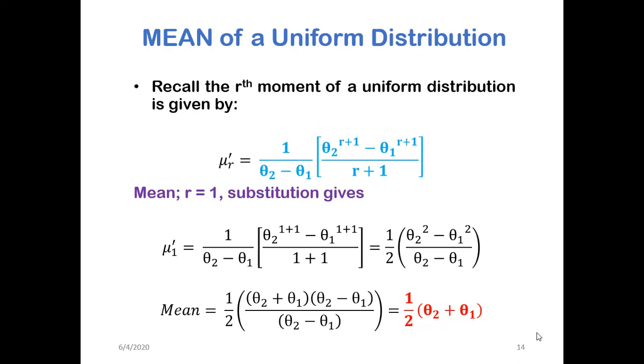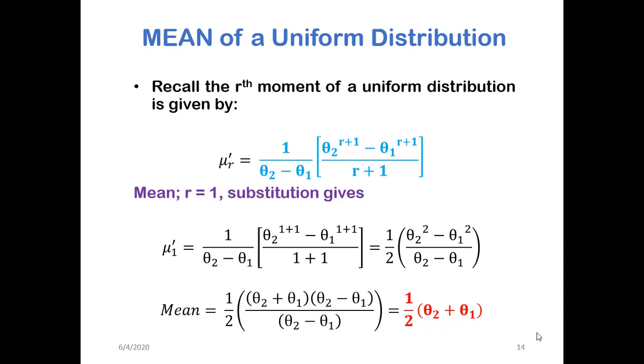So wherever there is r, we substitute 1, because we are trying to find the first moment to get the mean. So our equation now changes to 1 over θ2 minus θ1, times θ2 to the power 1 plus 1 minus θ1 to the power 1 plus 1. You can see that we have substituted 1 for r.